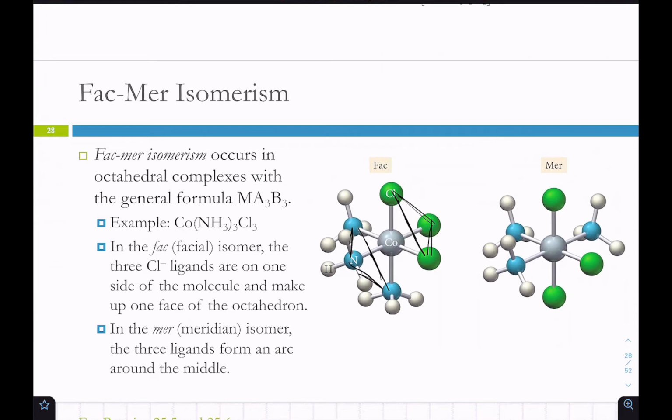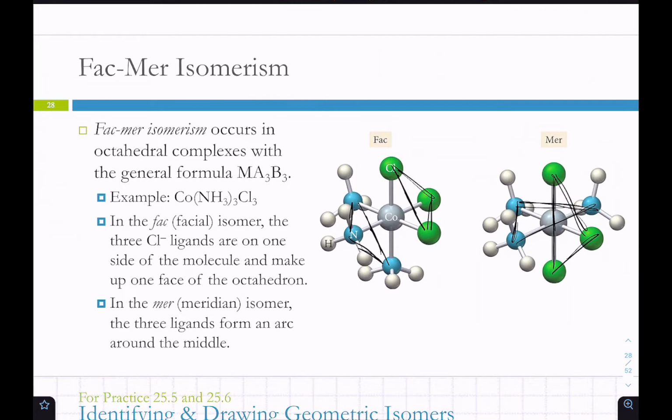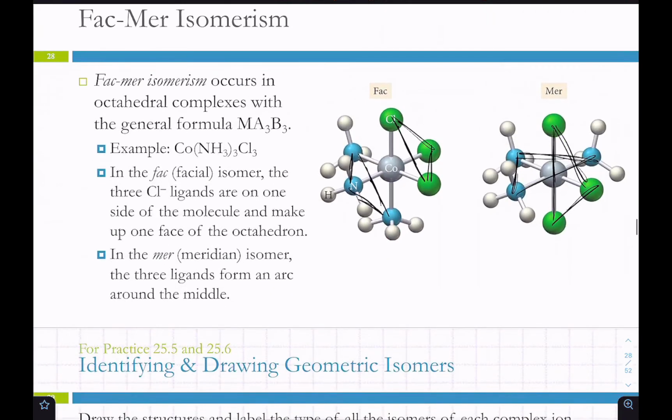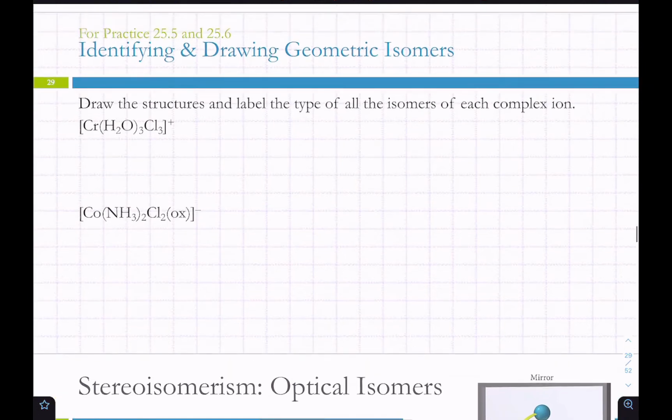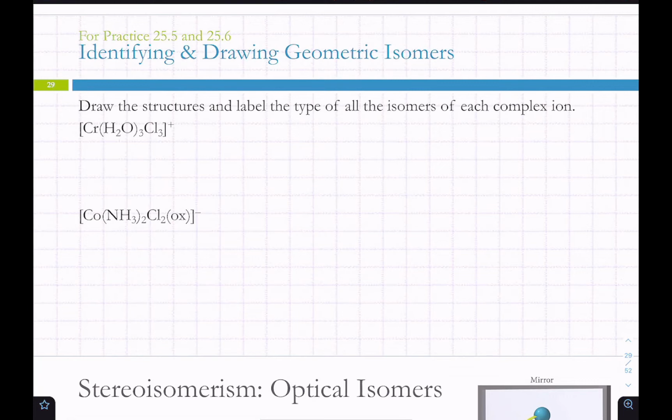On the MER configuration, there's not any 3 points that form one triangle of the same type of molecule. So they all will form intersecting perpendicular triangles through the metal ligand. So one triangle like this and one triangle like this. In fact, FAC is short for facial, right? It's making faces. I'll go over this in the video.